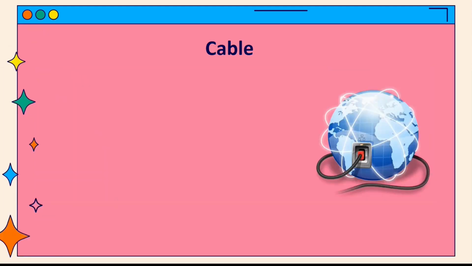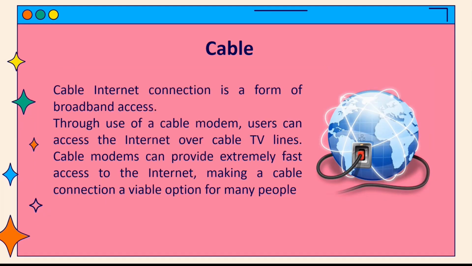The next method is cable. Cable internet connection is a form of broadband access. Through use of a cable modem, users can access the internet over cable TV lines. Cable modems can provide extremely fast access to the internet, making a cable connection a viable option for many people.